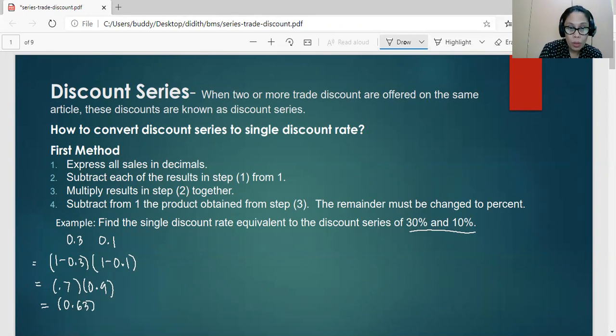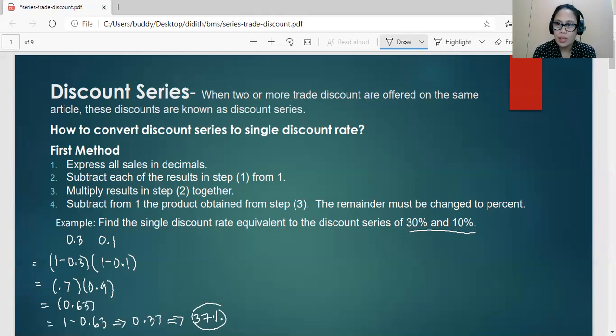And then subtract from 1 the product obtained from step 3. So this is the product that we obtained, and we're going to subtract this from 1. So we get 0.37, and convert to percent. So we have 37%. Meaning the discount series 30% and 10% is equivalent to a single discount rate of 37%.